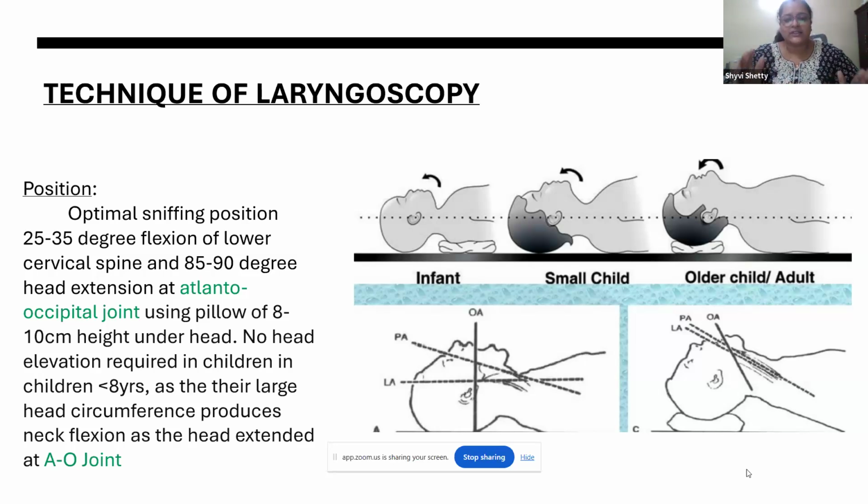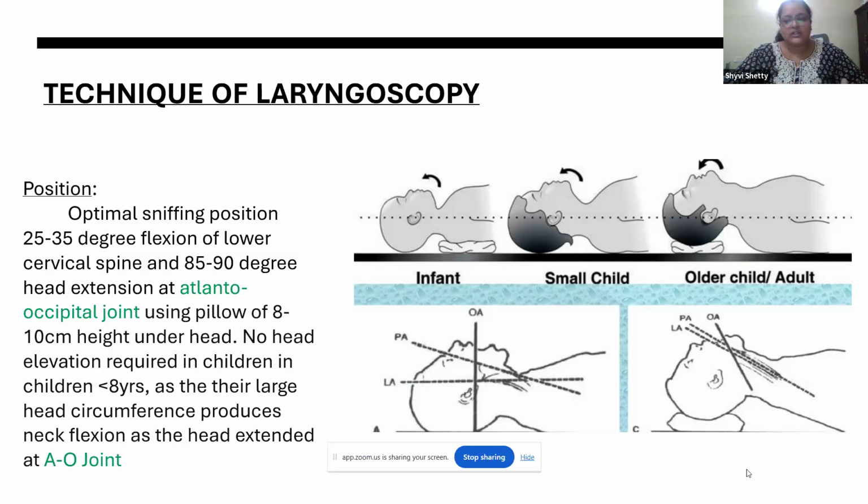No head elevation. As you can see in the picture, we have an infant, a small child, and an older child or an adult. In infant, if we see, the padding is done under the shoulder blades. This is because we want the oral, pharyngeal, and the laryngeal axis to align in one line. Hence, the padding under the shoulder blades. If you see the small child, that would be less than 8 years, you don't need head elevation in these kids because their larger head circumference produces a neck flexion as the head is extended at the atlanto-occipital joint.